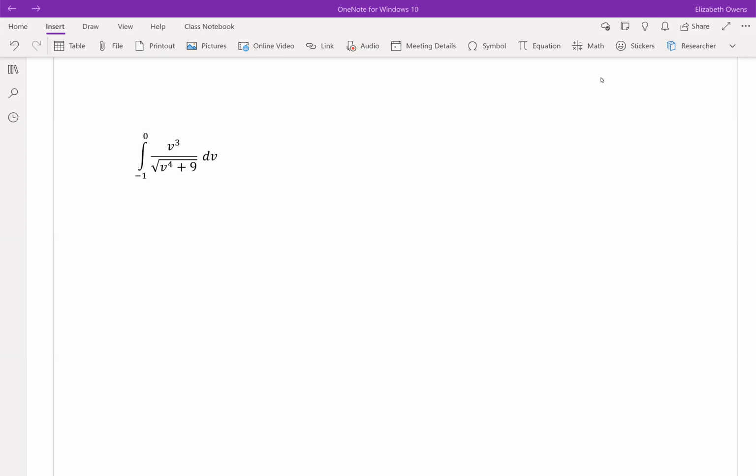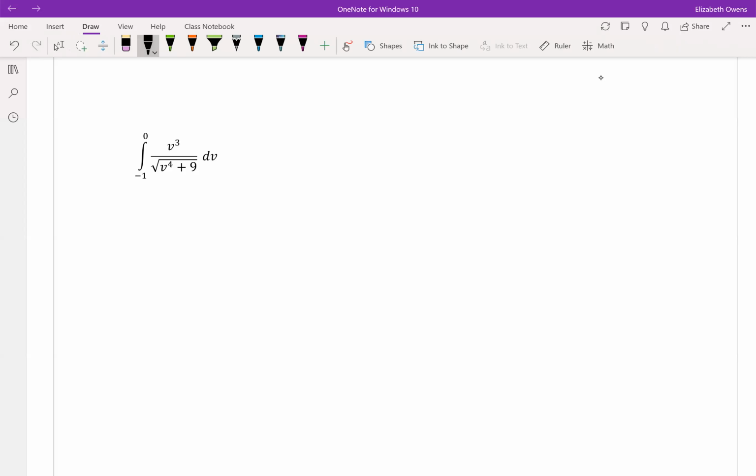All right, here's another example of a definite integral that uses a u substitution. Here our integral goes from -1 to 0, and we're integrating v cubed over the square root of v to the fourth plus 9 dv. Okay, so for this, we'll want to use a u substitution. And let's think about what we want our substitution to be.